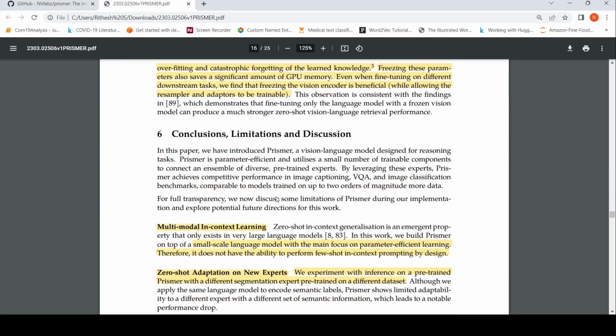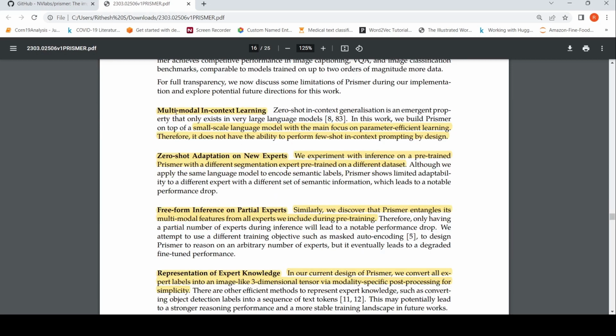And here are some limitations basically. So this cannot do in-context learning because they have made use of a small language model. Therefore it does not have the ability to perform few-shot in-context prompting by design. The experts: they ran inference on a pre-trained Prisma with a different segmentation expert pre-trained on a different data set, which shows limited adaptability to different experts. So the experts are pre-trained and frozen. So that issue is there. So zero-shot adaptation doesn't happen on new experts.